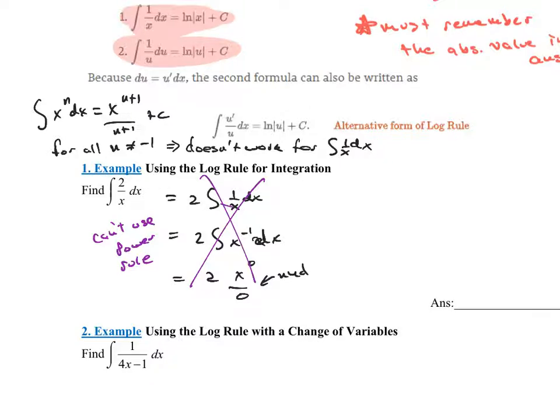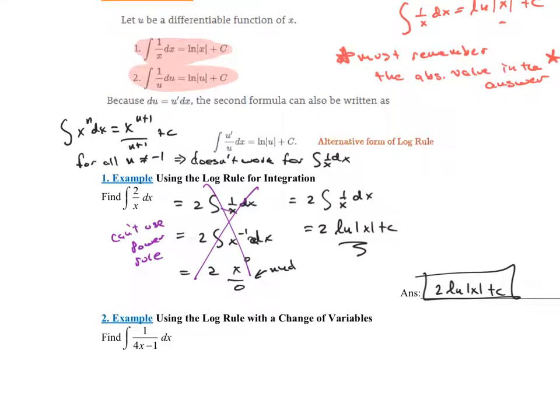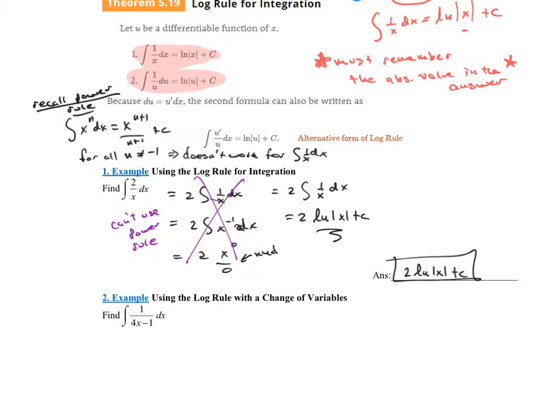But let's do it the proper way now. So what this is equal to is, yes, let's still pull out that 2 because it's a constant multiple. We know that the integral of 1 over x is the natural log of the absolute value of x plus c, and we're done. Okay? So using the power rule actually makes this problem more difficult than the actual problem is. So I just wanted to show you, let me just write, recall power rule. I just wanted to show you why the power rule wouldn't work and what I see going wrong a lot when I'm grading the tests.